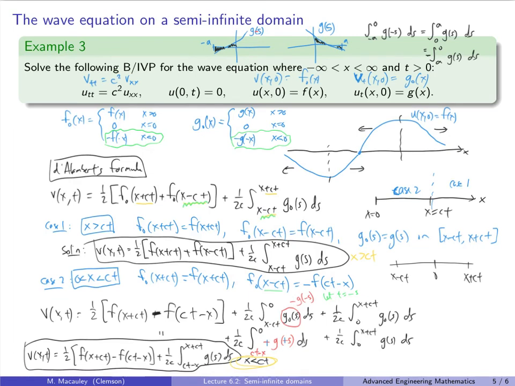Okay, so that's the wave equation on a semi-infinite domain. It's a little messier, but that's basically just the simplification. As before, the first step we wrote down absolutely is a solution. We just wanted to simplify it more, but there just happened to be two cases.